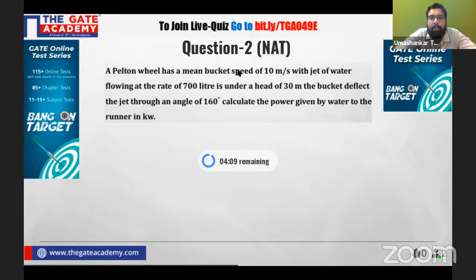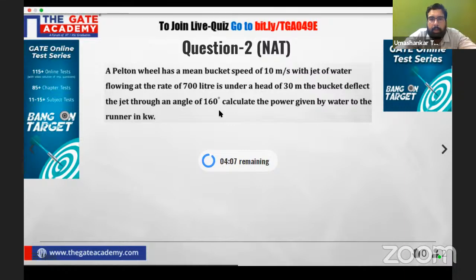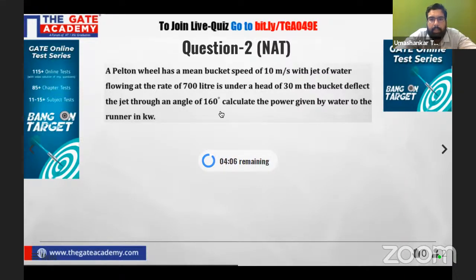So a Pelton wheel has a mean bucket speed. So it is a question of Pelton wheel. Let us see how many of us can do it. Please go for it, my dear. I am hoping all of us can do this question.